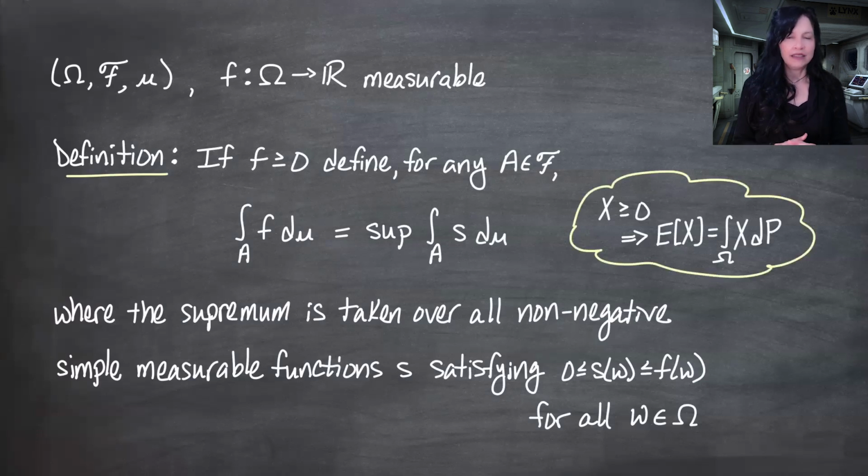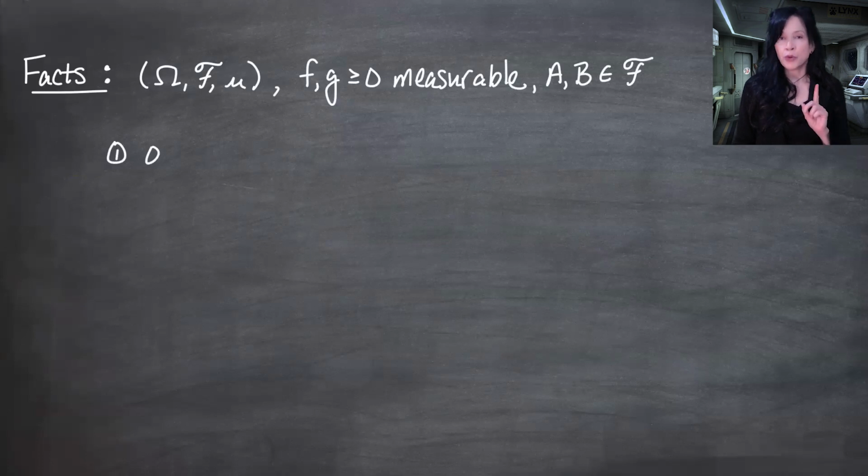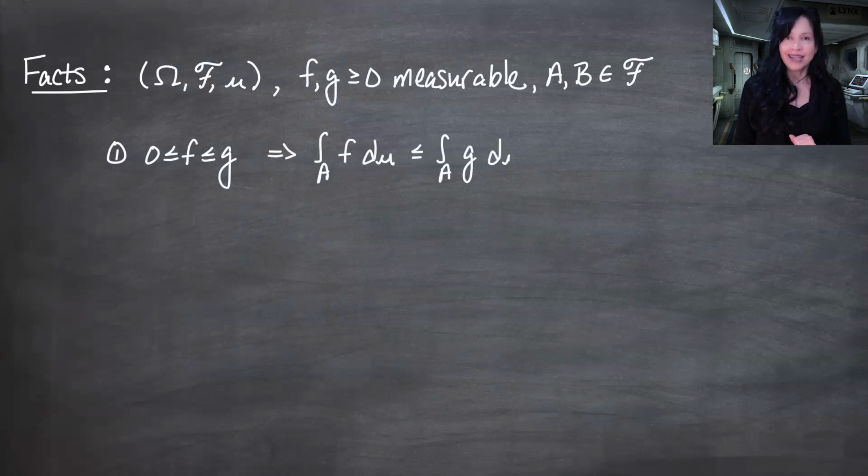So last time we went through a bunch of facts, so here's a really quick recap, because I want to continue my list right where I left off. We had a measure space. We had two functions, f and g, that were non-negative and assumed to be measurable. And we had sets A and B in curly F. Number one, if f was less than or equal to g, then if you integrate f with respect to mu over A, that is less than or equal to integrating g with respect to mu over A. Highly believable, highly intuitive stuff here, but we did prove it last time. This is a monotonicity kind of result.